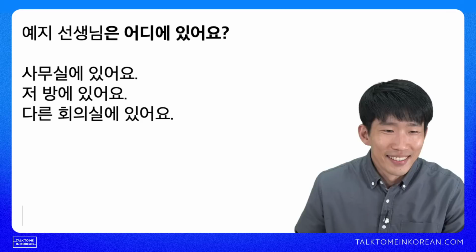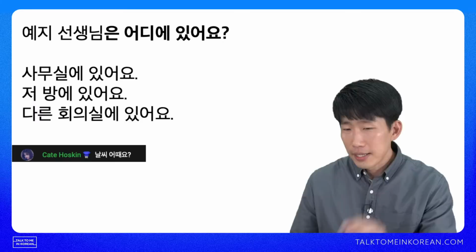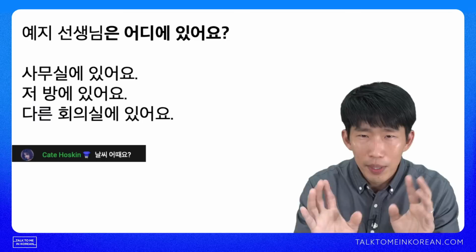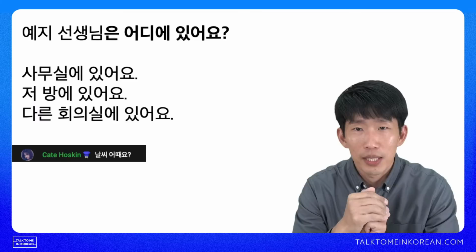So, 날씨 어때요? So, so-and-so 어때요 is, in this case, when you are suggesting something, suggesting an idea. How about doing this? How about that? If you say 날씨 어때요, in general situations, it will be how is the weather, right? So it's going to be a different kind of purpose.